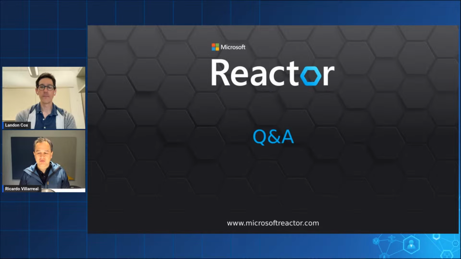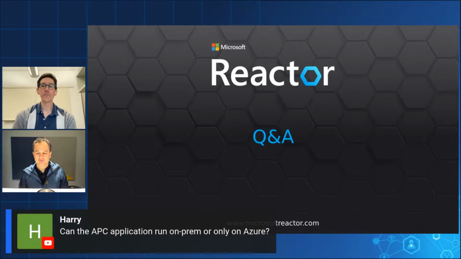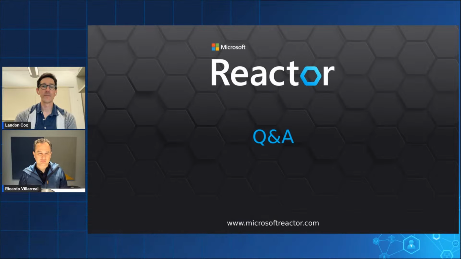Can the APC application run on-prem or only on Azure? So in production, we would like it to run on-prem. For the private preview, it has to run in Azure. These are the kinds of things that Ricardo and I will be working through as we define the final product. But for now, it is our intention that applications be allowed to run on-prem, and we think that's reasonable.